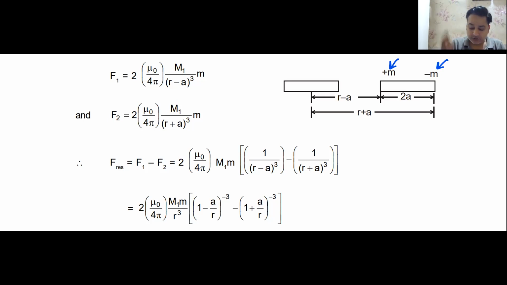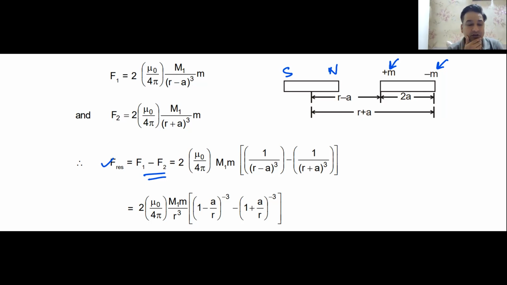So if the north pole is here and the south pole is here, north will repel north, but north will attract the south. Yes or no? Yes, sir. So there will be one force which is attractive and one force which is repulsive, and that is why these two forces are subtracted. Are you getting my point?